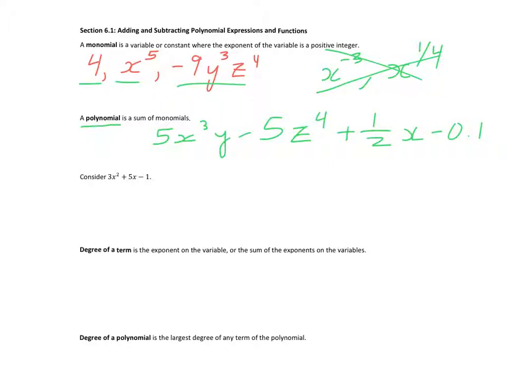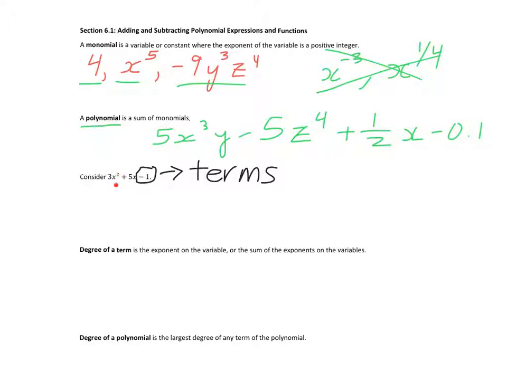Let's consider this polynomial: 3x squared plus 5x minus 1. Each monomial is called a term. So they're each called terms, and in this case, we have 3 terms. This is in descending order by the exponent on the variable, so we call this standard form.